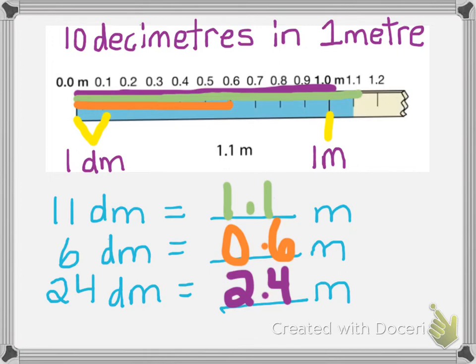So hopefully this video has given you a better understanding of decimal tenths greater than 1, and hopefully the new terms improper fraction and mixed numbers and some of our conversions with decimeters and meters has also become a little more clear for you.